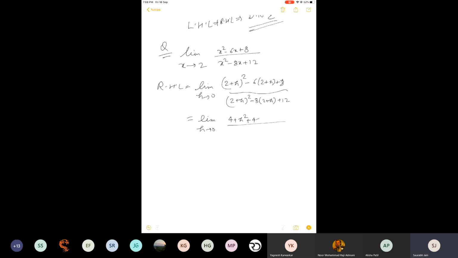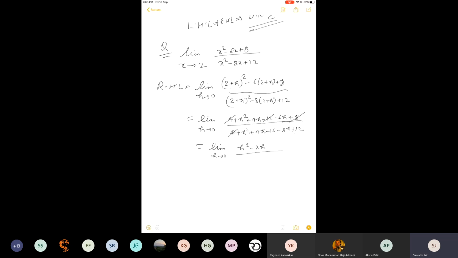So what will you get after simplification? See, this 12 will be cancelled. It is h square minus 2h in the numerator. And this will also cancel. h square minus 4h in the denominator.